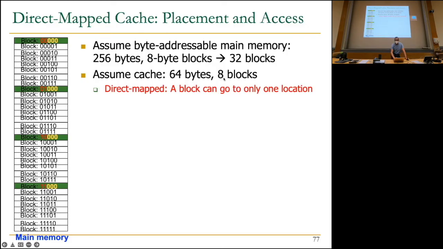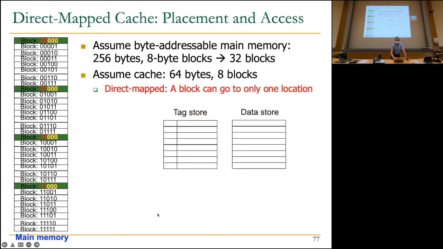8 blocks means that, because a block can go to only one location, you have index bits of 3 bits, right? Because there are 8 possible locations, and index bits determine which location a particular memory block can go into. So you have 8 entries in your tag store, 8 entries in your data store, and assume that you have a valid bit and tag bits in the tag store.